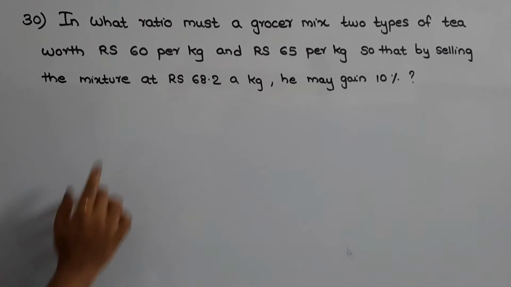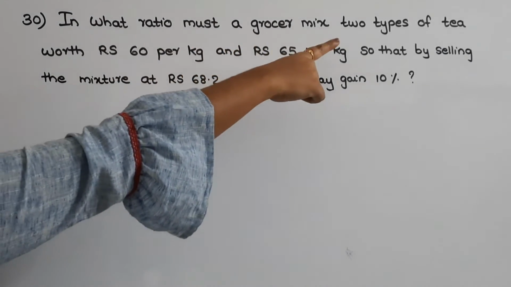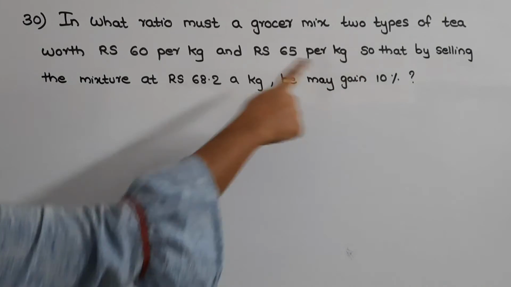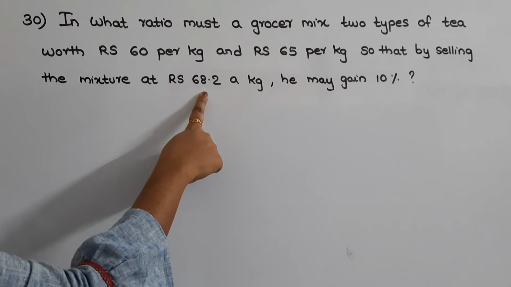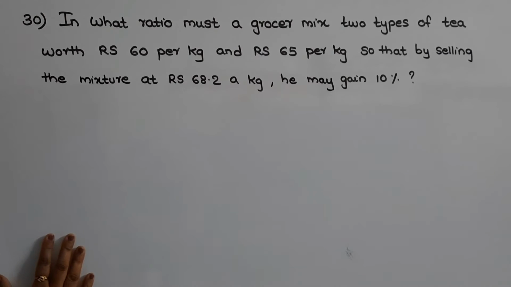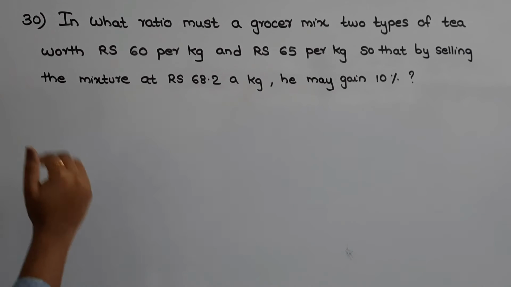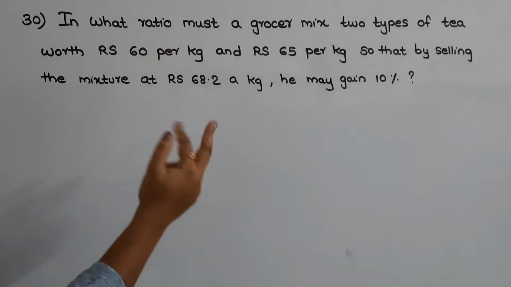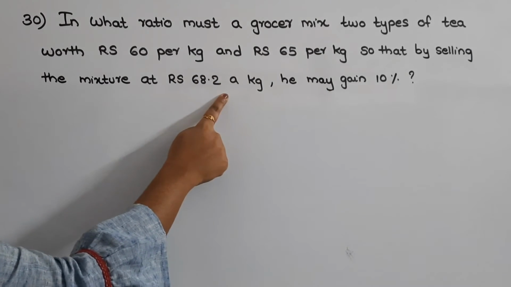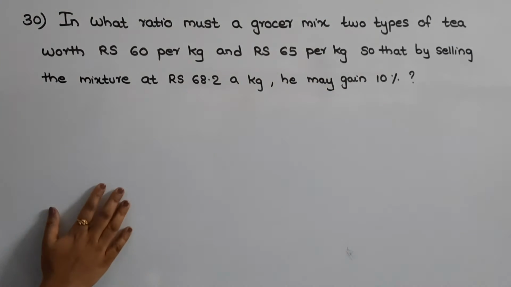The next question is, in what ratio must a grocer mix two types of tea worth rupees 60 per kg and rupees 65 per kg so that by selling the mixture at rupees 68.2 a kg he may gain 10%. In this question they are asking us, in what ratio must a grocer mix two types of tea such that on selling the mixture at rupees 68.2 he gains 10%.